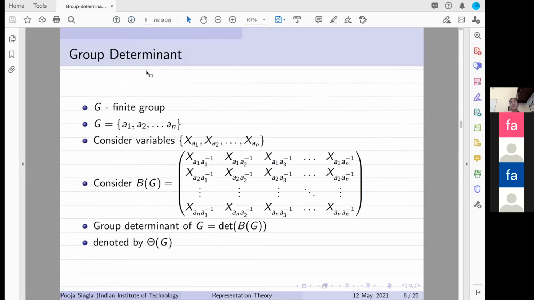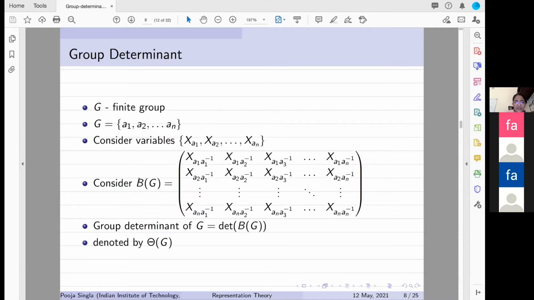So this is something that was done for these x variables. Now let's generalize this problem a little bit. To generalize this, I'll talk about group determinants. So let's see what that generalization is. Take G to be a finite group, and let's say its elements are a1, a2, so on up to an. I consider the variables x_a1, x_a2, ..., x_an, just that the variables are indexed by the elements of the group.